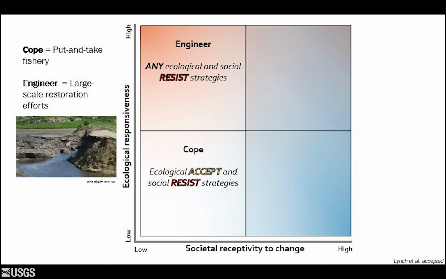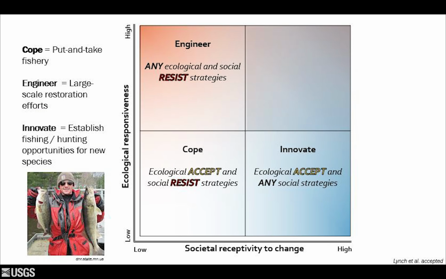The second quadrant of this RAD matrix is when social systems are still averse to change, but the ecological systems can be very highly manipulated. And so this is when managers can really engineer that domain. And so they can employ a whole host of RAD strategies to essentially resist change. And this would be something like a very large-scale restoration effort to maintain or rehabilitate a system.